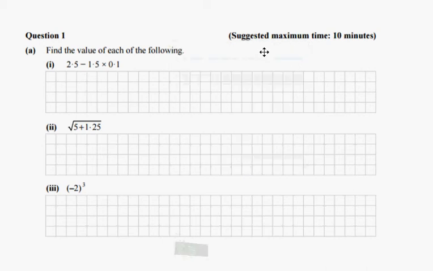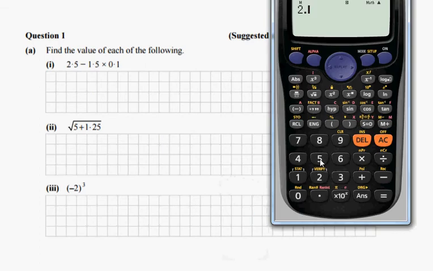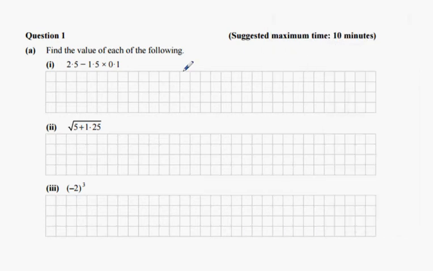Okay, find the value of each of the following. Just got to enter these into your calculator, guys. So just have to go 2.5 basically minus 1.5 x 0.1. What you get there is 47 over 20 or 2.35. So 2.35 for the first one.